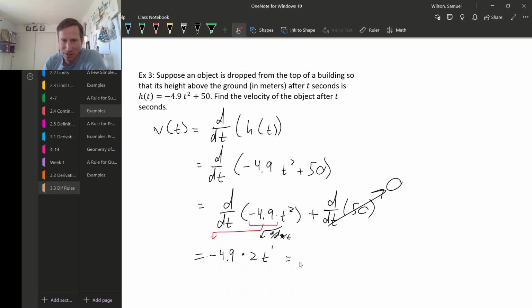And then clean this up a little bit. So it looks like minus 9.8 t. And this must be in meters per second, because h was in meters, and we differentiated with respect to t, which is in seconds. So the result is in meters per second.